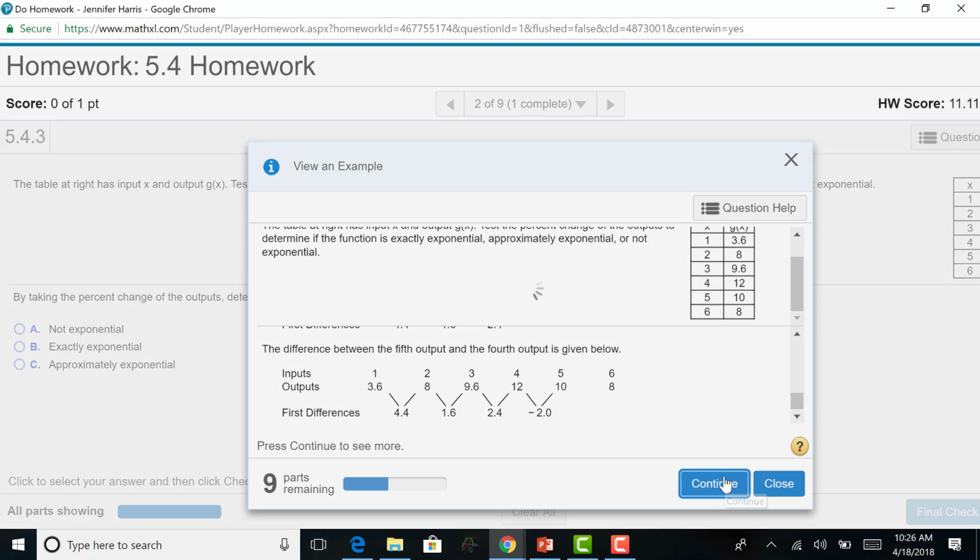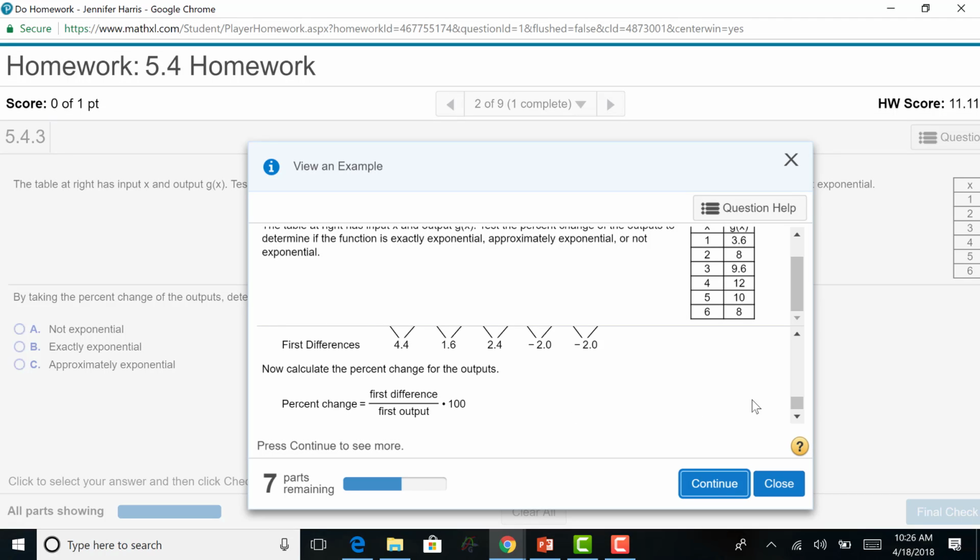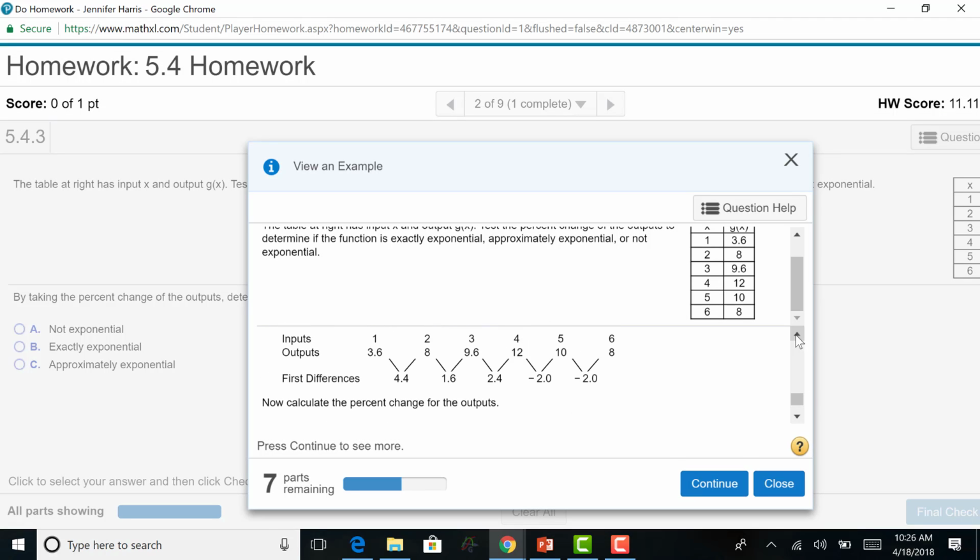Okay, guys, I'm just showing you the example that they did. This is number 2. It's like the first one we did on the board here. Let's erase this. Can you see that they did the first differences? Yes, they did. All right, if we continue, then they divided by the initial output, which in the first one would have been divided by 3.6, the second one divided by 8, the next one divided by 9.6. So we just keep doing that.